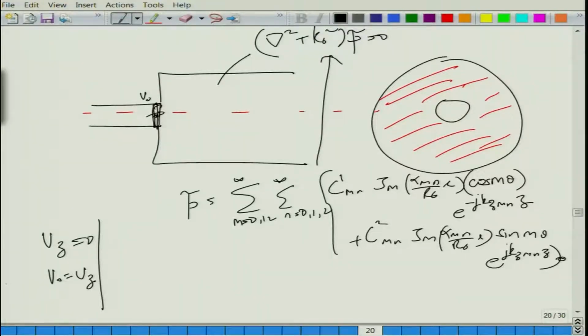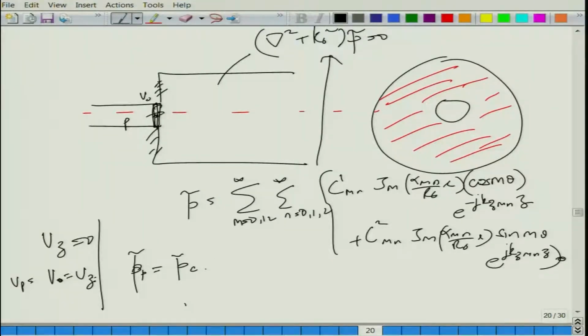So, u naught is u port, and in the port area you are assuming u naught velocity, u naught into e j omega t, that is a given, and that is equal to the particle velocity along the axial direction in the chamber, and the axial velocity in the chamber is 0 at the annular surface, that is at these points. Okay. And the other condition, of course, is that the pressure at the port is equal to the pressure in the chamber over the annular area.